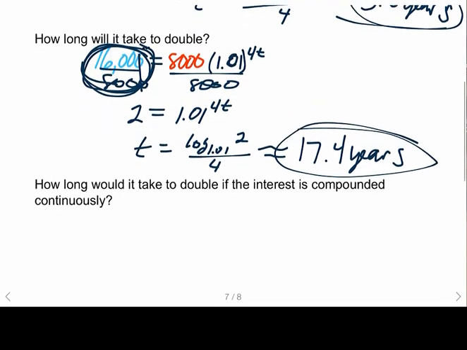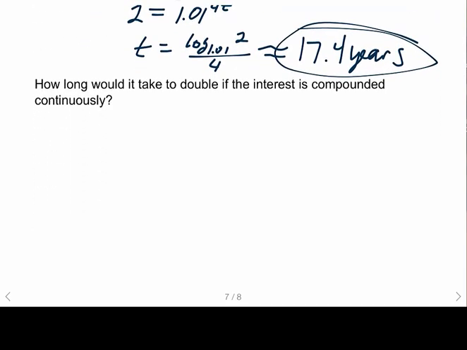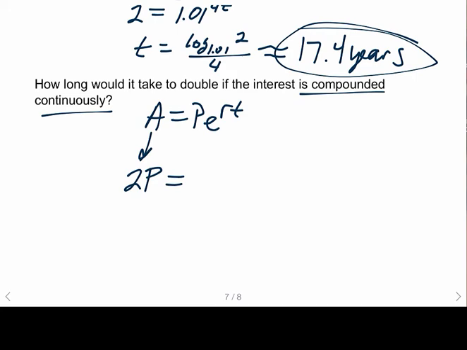The next one, though, how long would it take to double if the interest is compounded continuously? That mere mortals can do. Compounded continuously means we're using A equals Pe to the rt. And so we want to double. Check it out. If we're doubling, then the amount we have, if we started with P, is going to be 2P. That's what it means to double.